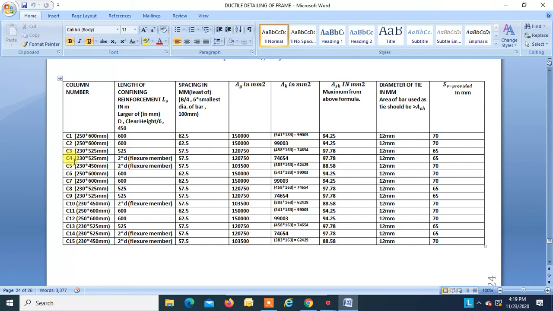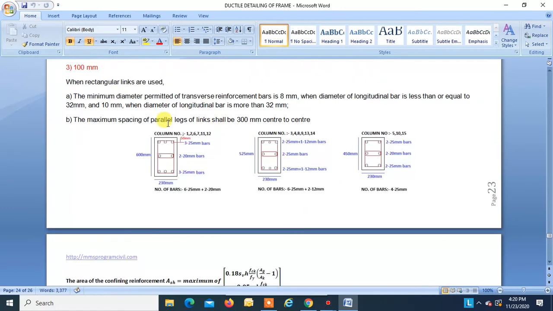Now please remember columns 4, 5, 10, 14, 15 are to be taken as flexure members. So in that case we have to take this as 2 times the effective depth, as we saw in the figure just now. So this is something to be understood, right? Otherwise you have to provide for the L0.